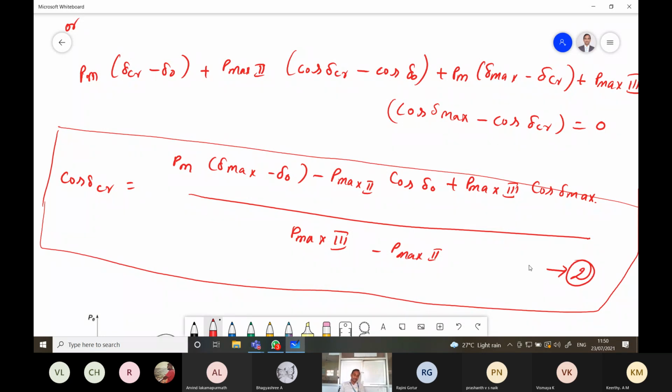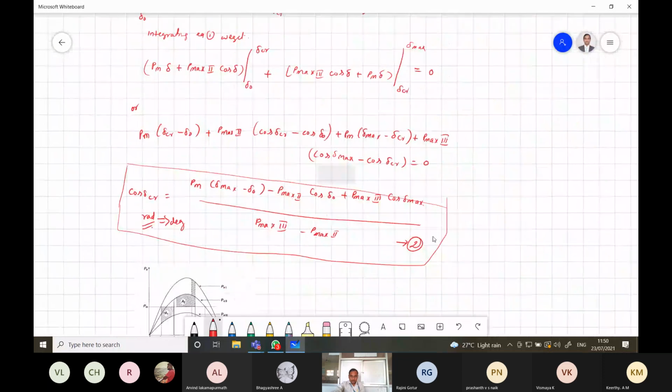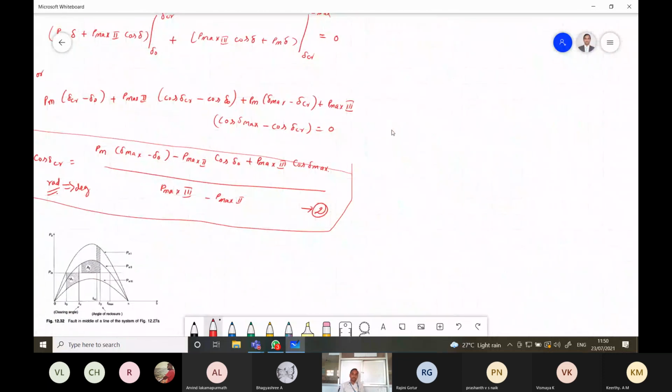So the critical clearing angle can be calculated from equation number 2. It is in terms of radians. In terms of radians, convert to degrees. So cos of delta Cr is equal to, converting to degrees means multiplying by 180 over pi, so it will convert it into degrees. Pi by 180 into Pm into (delta max minus delta naught), the same expression. So convert to degrees.